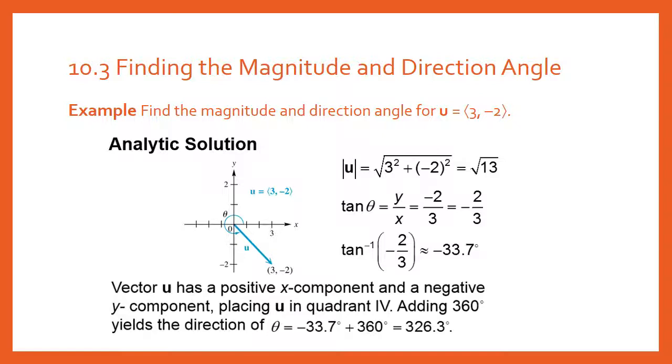side length. Using our formulas, though, we have 3 squared plus -2 squared. We have the square root of 13 for the magnitude. Y over x, or b over a, is negative 2/3, and the inverse tangent of that is negative 33.7. Now, we do want to have a positive angle there, so we add 360 to that, and we get 326.3.